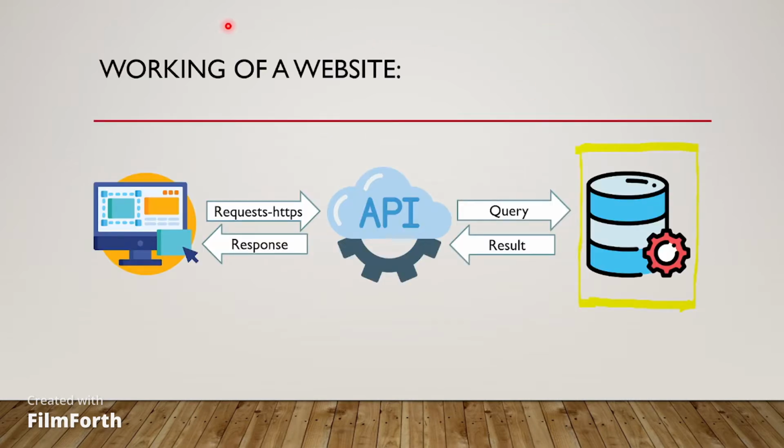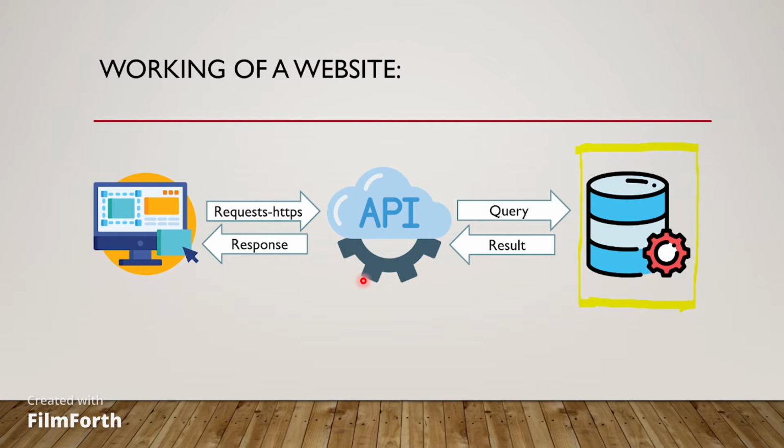So before jumping into the video, let us see how a typical website works. Any of the websites uses something called an API, short for Application Programming Interface. There are mostly two types of APIs. One is local API and another one is web API.